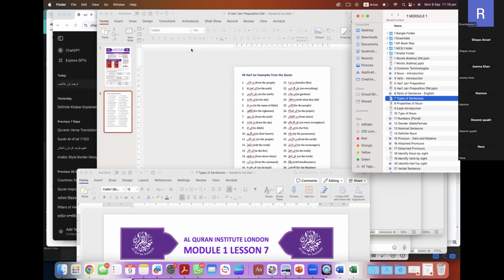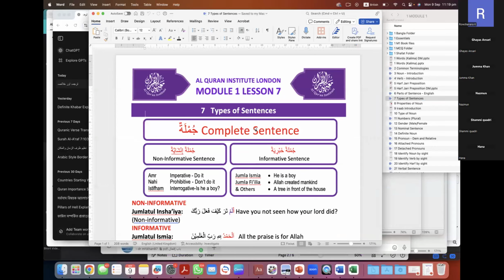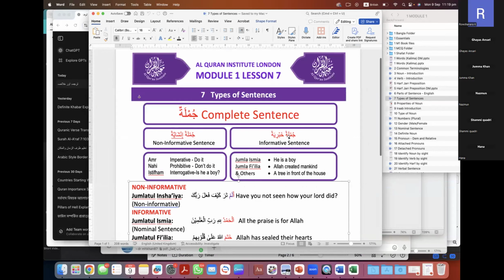So I will bring this very important takeaway. There are 2 types of sentences in Arabic: informative and non-informative. These are the broad types of sentences. Clear? And they're also written here, Jumlatul Khabriyya and Jumlatul Insha'iyya.